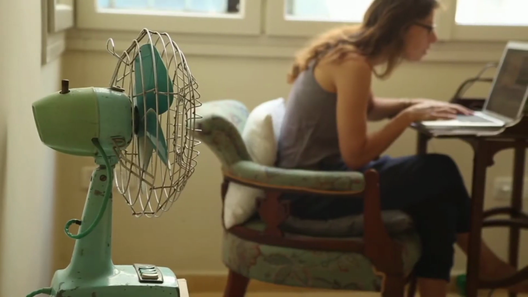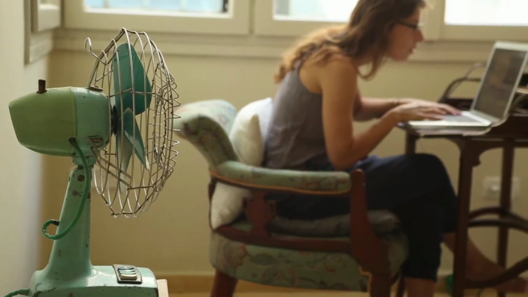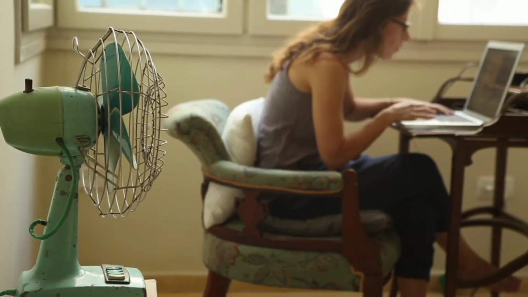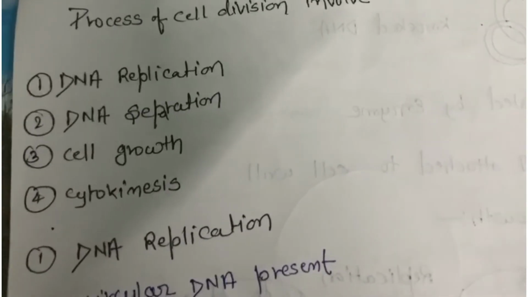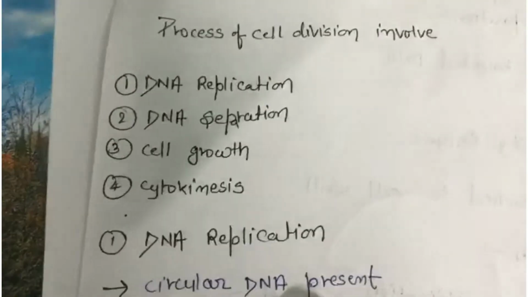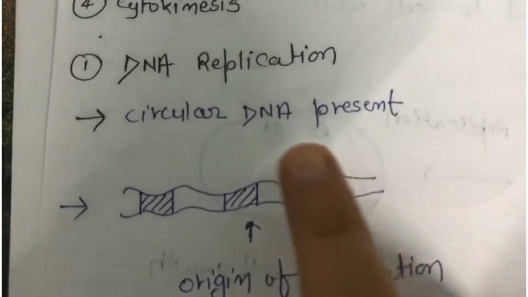Now we will see the process of cell division in bacteria. It includes four steps. First is DNA replication, then DNA separation, cell growth, and cytokinesis. That's it. One more thing, in bacteria circular DNA is present.